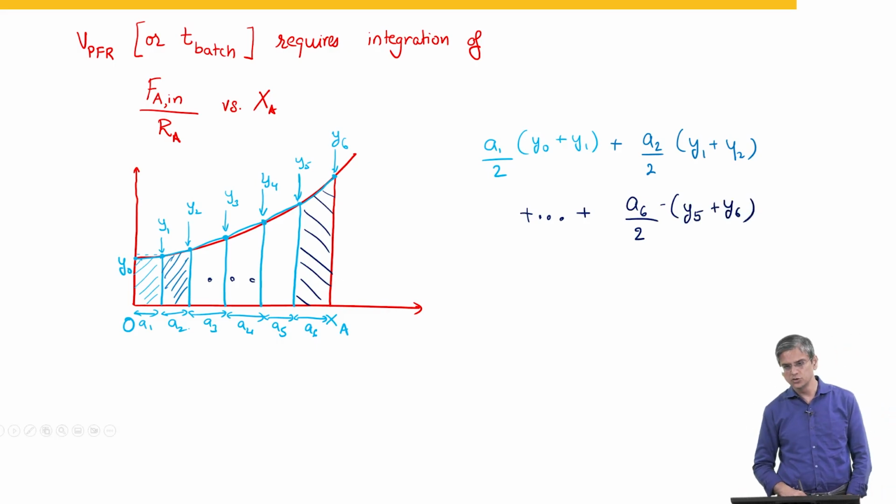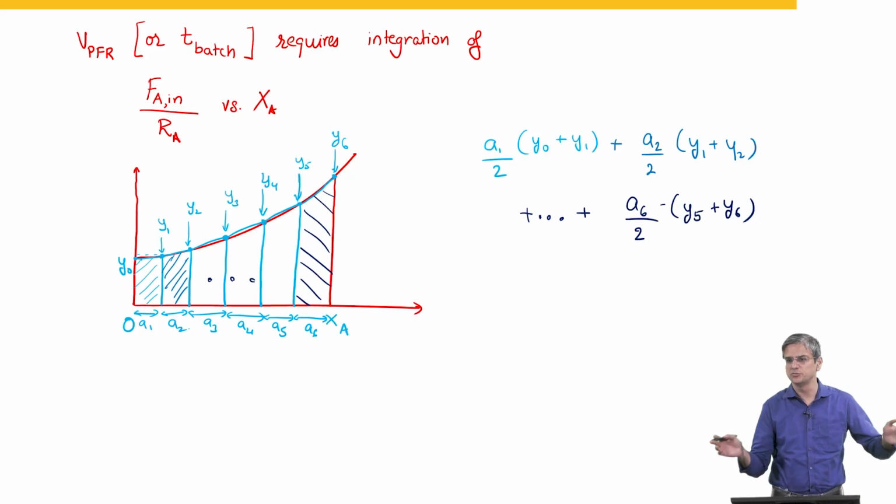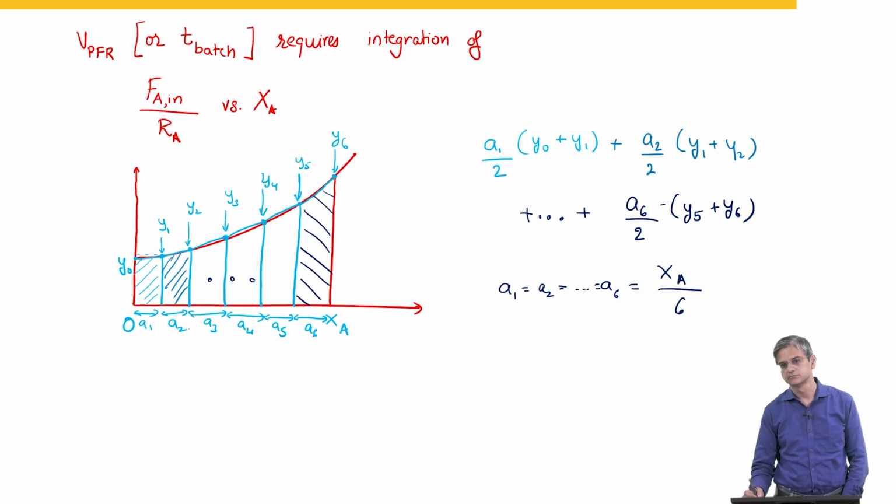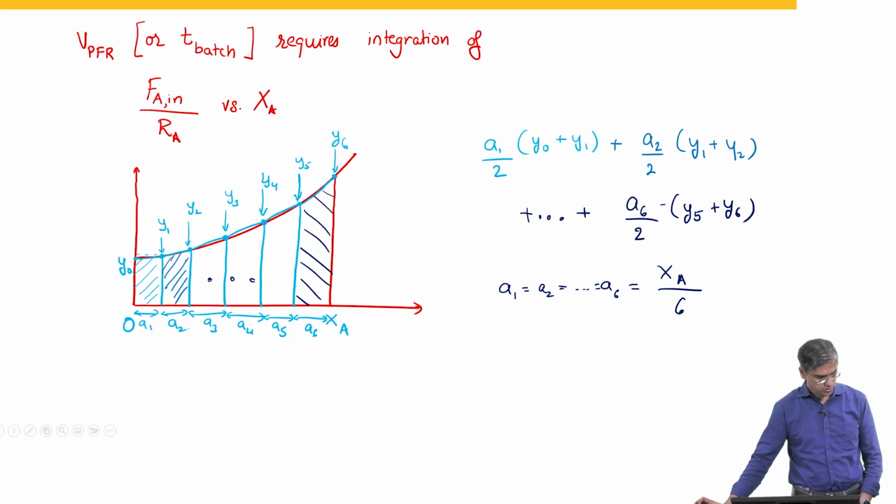Okay. Usually we want A1 to A6 on the y axis to be equally spaced, right. So, we will have A1 equal to A2. So, we are just going to add up the trapezoids. Okay. This is the trapezoidal rule.